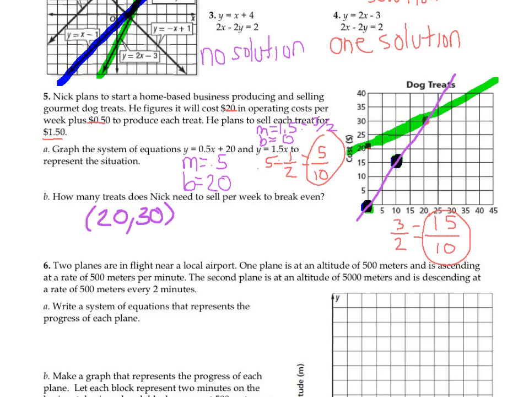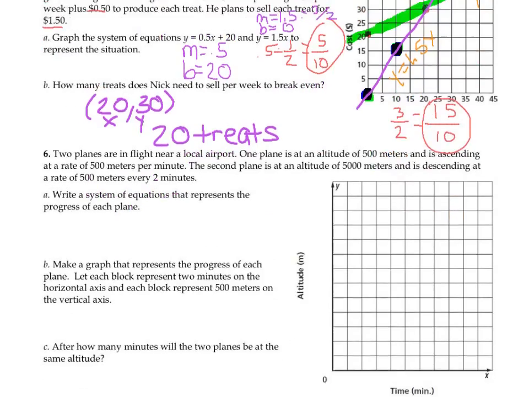But the question is asking, how many treats does Nick need? And we can check our axes to see, is the 20 or the 30 the number of treats? So as we can see, treats is our x, so the answer is 20 treats. And what we should also do is we should label our 2 lines. So the first line we wrote was y equals 0.5x plus 20, and our second line was y equals 1.5x. So then we have that graphed completely.